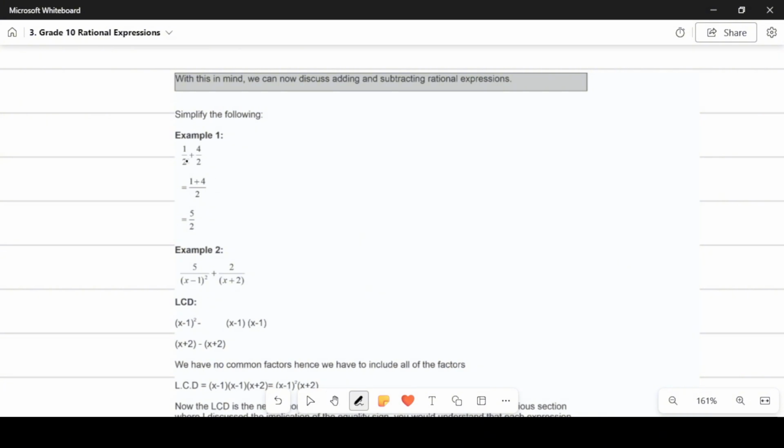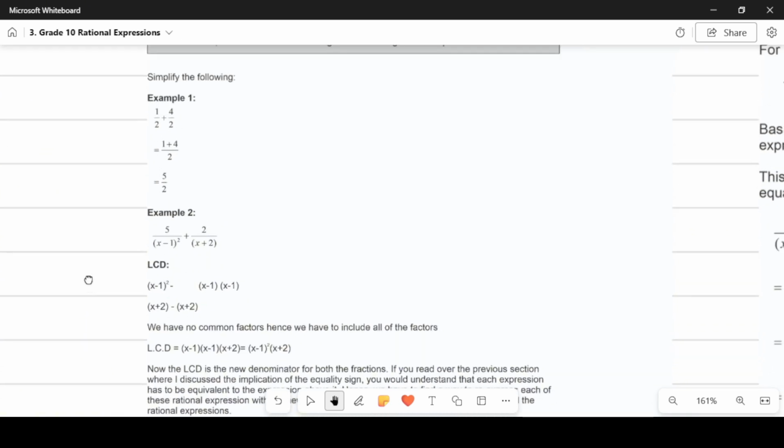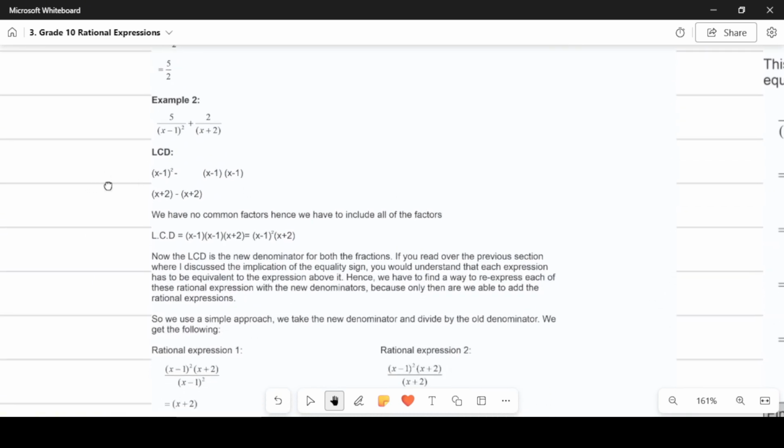So let's say we were given two fractions and we needed to add them together. We first have to ensure that their denominators are the same, and once the denominators are the same, we can add the numerators. So it'll be 1 plus 4, which will be 5 over 2. Now let's do this with rational expressions. Alright, so that was fractions. Now we're talking about rational expressions.